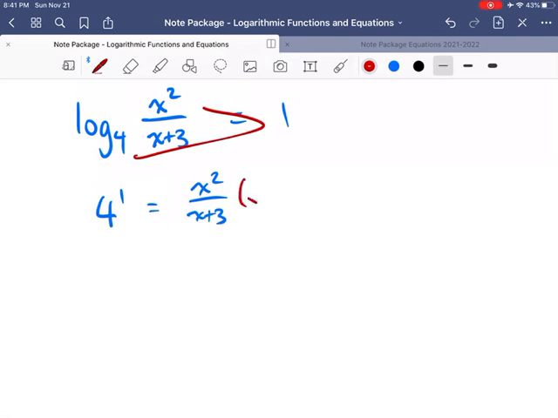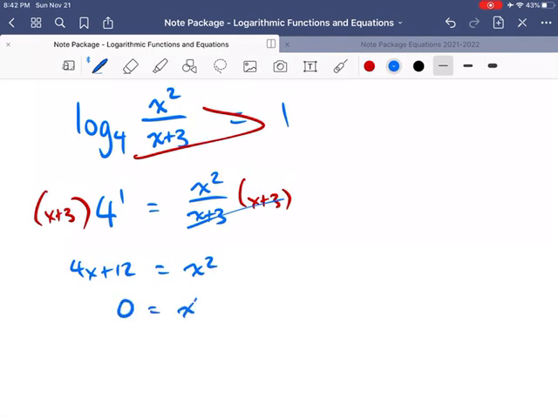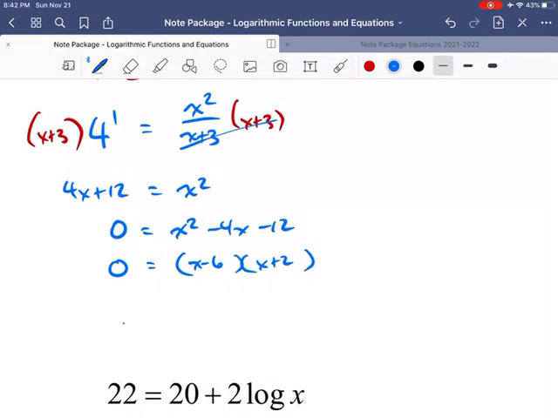So multiply each side by x plus 3. And the left side becomes 4x plus 12, and the right side is x squared. It feels like we're just flip-flopping stuff all over the place here. But let's get it to one side here. So 0 equals x squared minus 4x minus 12. And if you factor that, you're going to get x minus 6 and x plus 2. So 2 solutions, x will equal 6 or x equals negative 2.